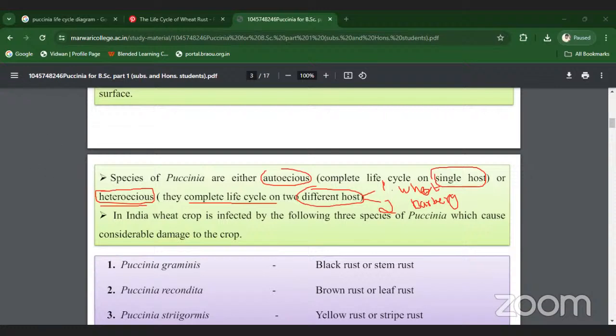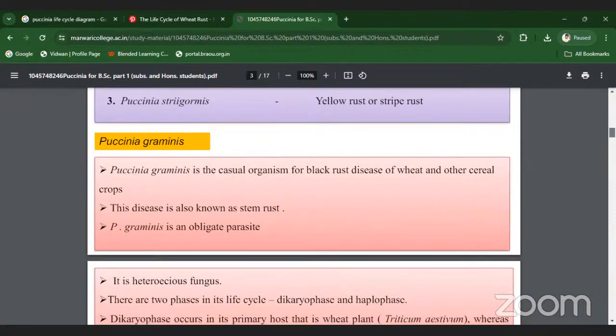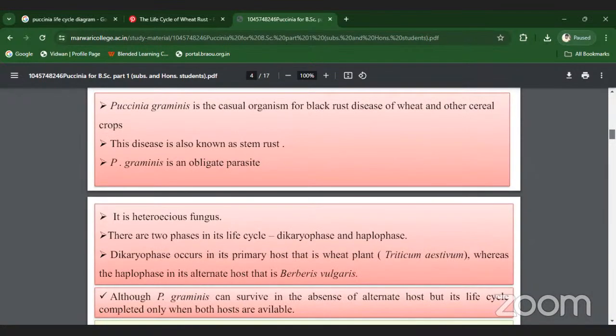Next, Puccinia graminis is the causal organism of black rust disease, which causes the stem rust disease in wheat. Already told you, it is an obligate parasite. It is a heteroecious fungus in wheat. That means graminis tritici, as already told, heteroecious means two different hosts.